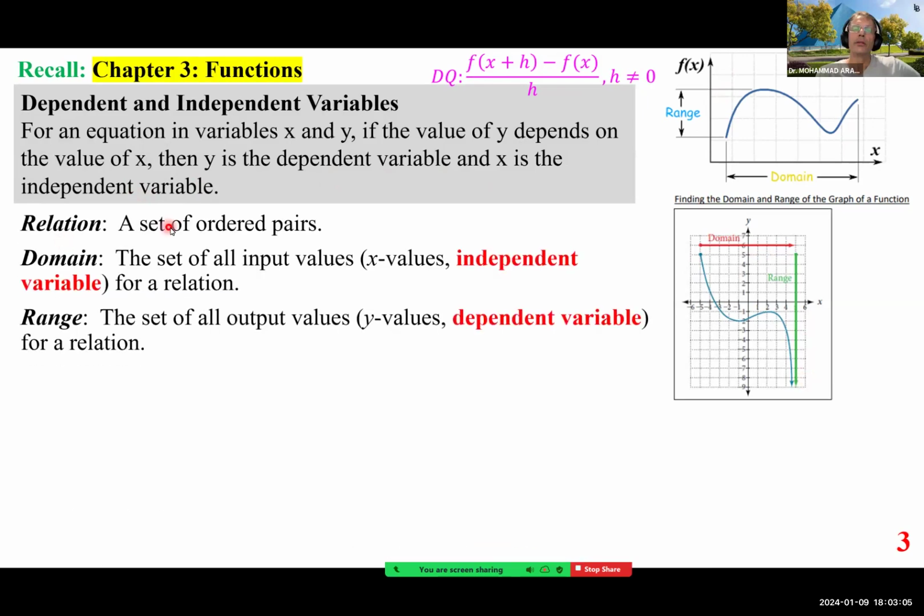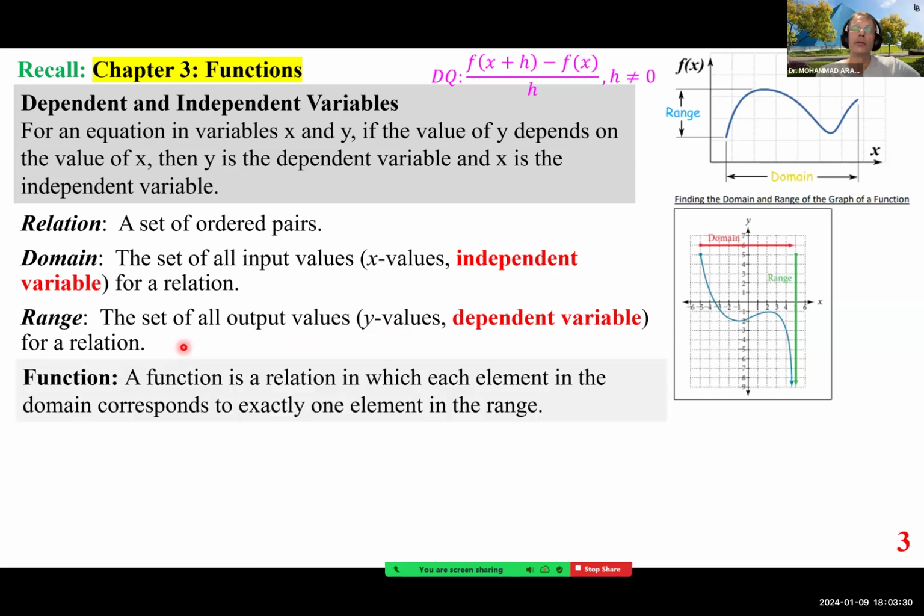A relation is defined as a set of ordered pairs. Domain: the set of all input values, or x values, or independent variable for a relation, basically the first variable. Range: the set of all output values, y values, dependent variable for a relation, in other words, the second variable.